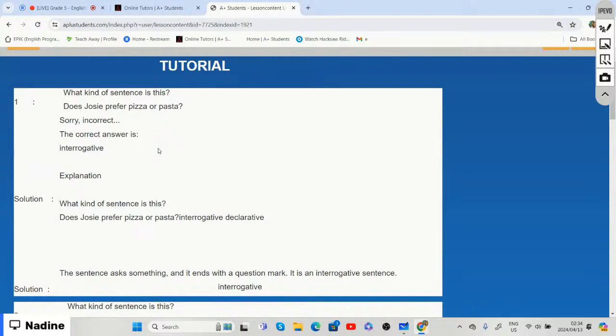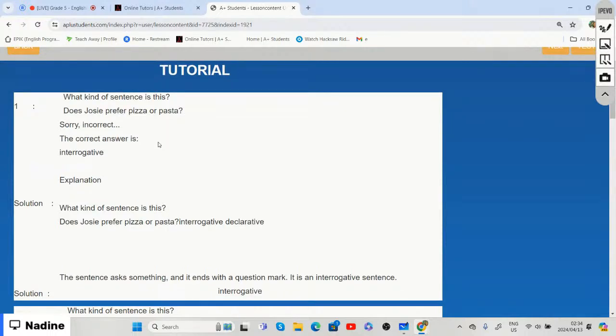All right, so does Josie prefer pizza or pasta? And it ends with a question mark. Yes, well done. So it is an interrogative sentence, and we can say it's an interrogative sentence because it ends with a question mark, right? An interrogative sentence asks a question, which means that eventually you're going to have to answer a specific question, right?